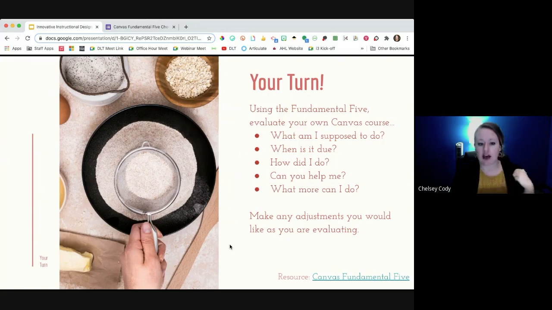So again, you're going to look at what am I supposed to do? Do your students easily see what am I supposed to do each day? When is it due? How did I do? Can you help me? What more can I do?